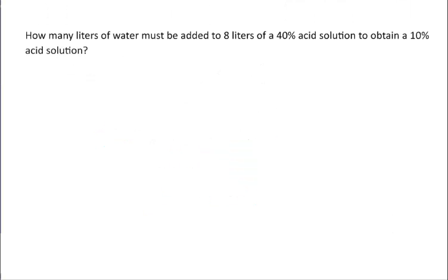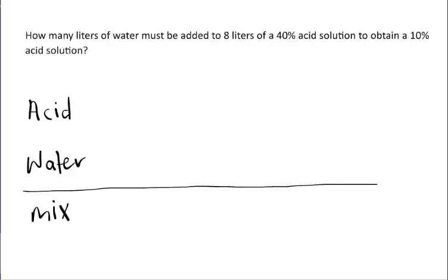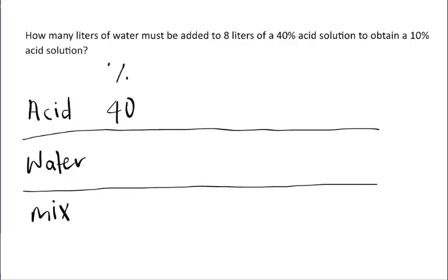Okay, another one. How many liters of water must be added to 8 liters of 40% acid solution to obtain a 10% acid solution? The same setup is going to apply, the same one that we just used. We're looking at acid, we're looking at water, we're looking at a mix. So what percent of acid are we looking at? So the first question we need to know is the percent. Well, this is 40% or 0.4. Water is 0, and the mixture needs to be 10. So here's your first setup.